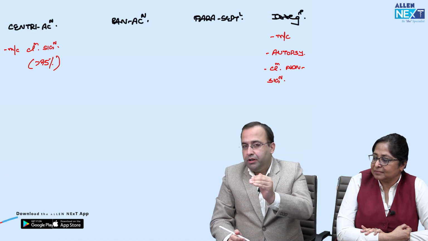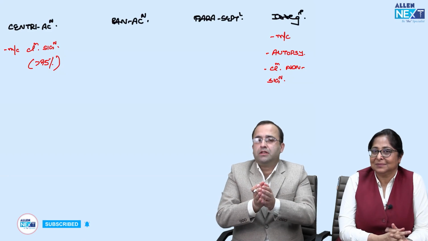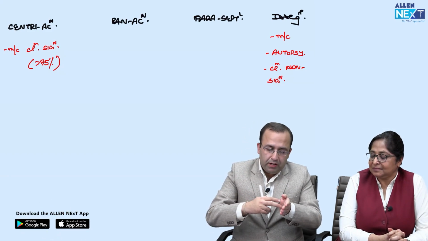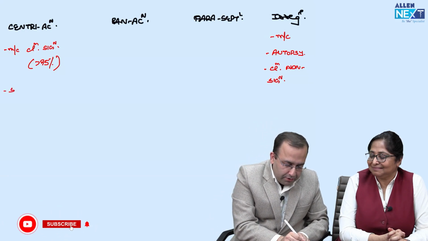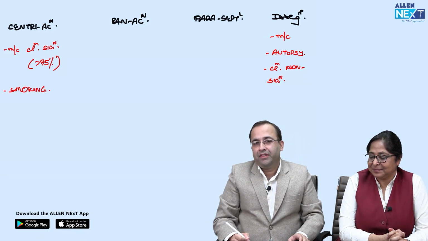So if the patient is coming to your OPD with pink puffer clinical features, chances are extremely high it is a case of centriacinar emphysema. And what is the main predisposing factor? Nothing is worse than smoking, guys. No doubt about it. Main risk factor being smoking.